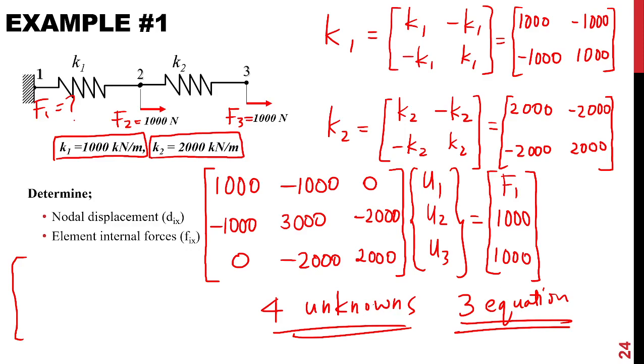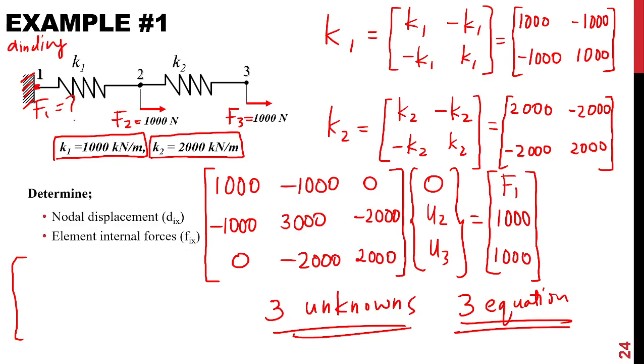So, dalam case macam ni, kita tahu hujung ni ada dinding. Kalau dinding, node ni tak bergerak lah. So, kita tahu U1 ni memang sama dengan kosong. Kamu pun tukarlah U1 ni sama dengan kosong. Sekarang baru cukup. Ada 3 unknown dan 3 equation. Maka kamu boleh solve.